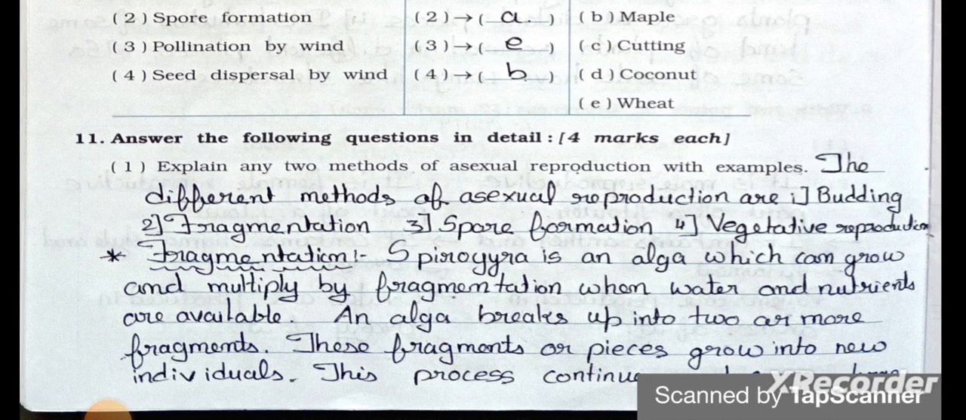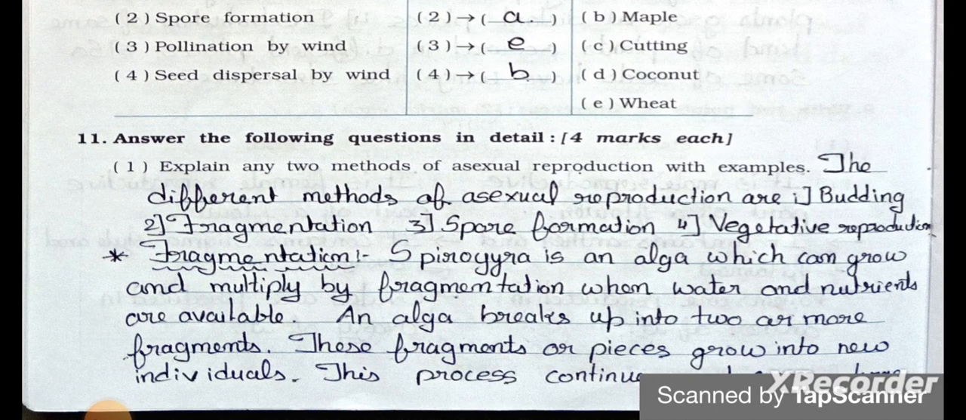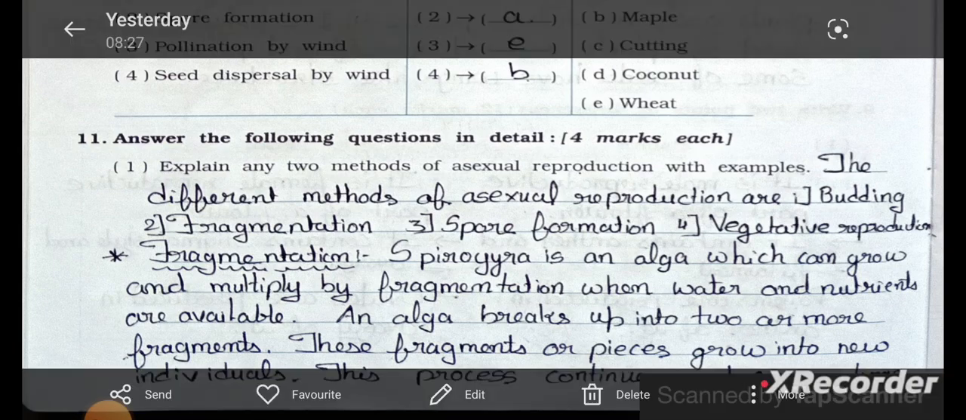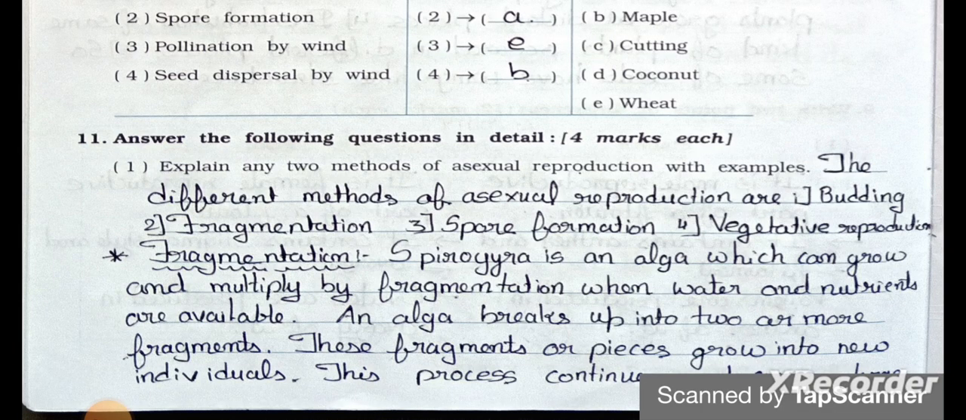Now see Main 11. Answer the following questions in detail, 4 marks each. Question 1. Explain any two methods of asexual reproduction with example. Answer is, the different methods of asexual reproduction are budding, fragmentation, and spore formation. Vegetative reproduction. Fragmentation. Spirogyra is an alga which can grow and multiply by fragmentation when water and nutrients are available.